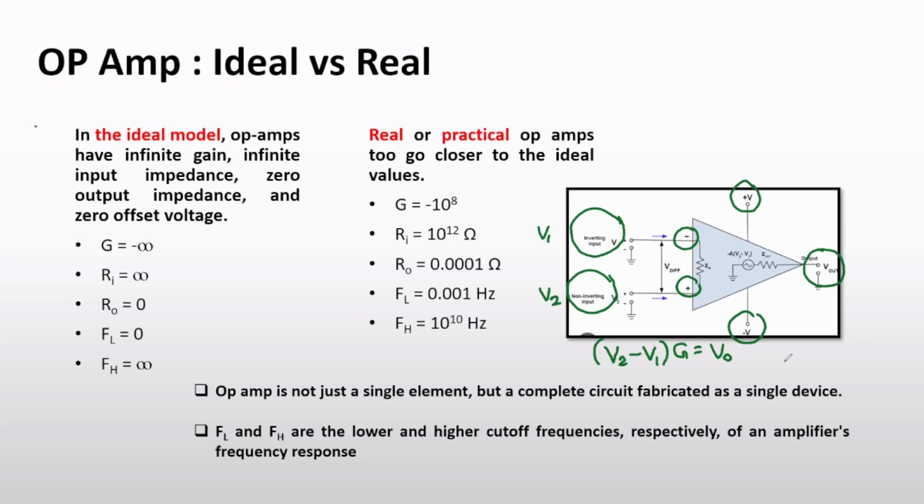It will be amplified by its gain and gives the output. So by this equation we can write the gain as V naught over V2 minus V1. In an ideal operational amplifier, the gain is minus infinity. But in a practical scenario, this gain is about minus 10 to the power 8.